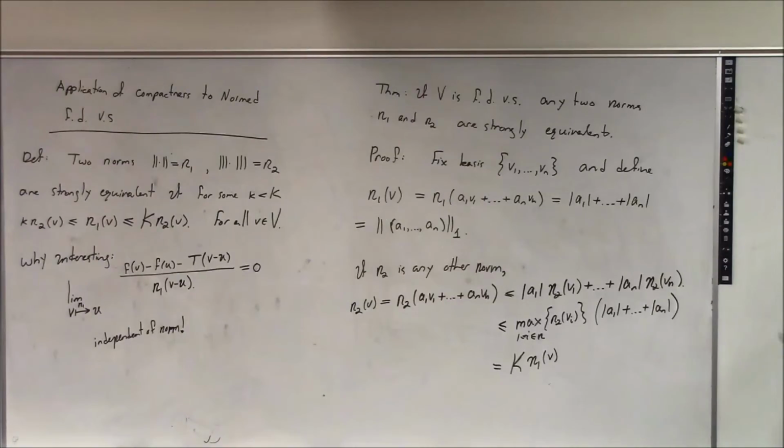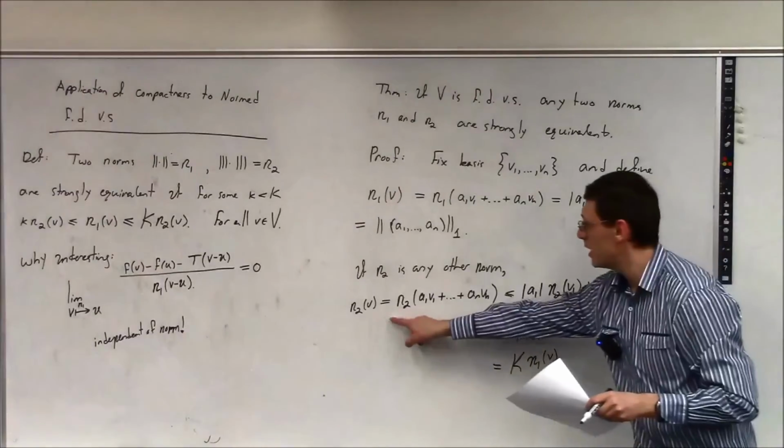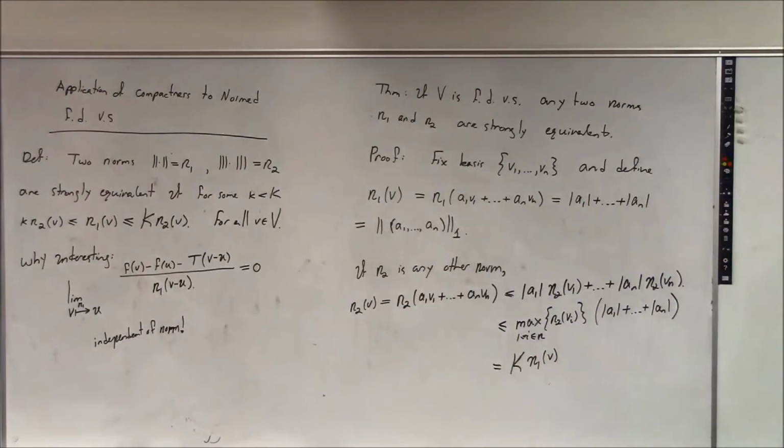Can you also show that it's greater than or equal to little k N2? Yeah, I need to show the little k, exactly. The little k is where I'm going to use minimum, where I'm going to use compactness. So notice that this makes N2 a Lipschitz function.